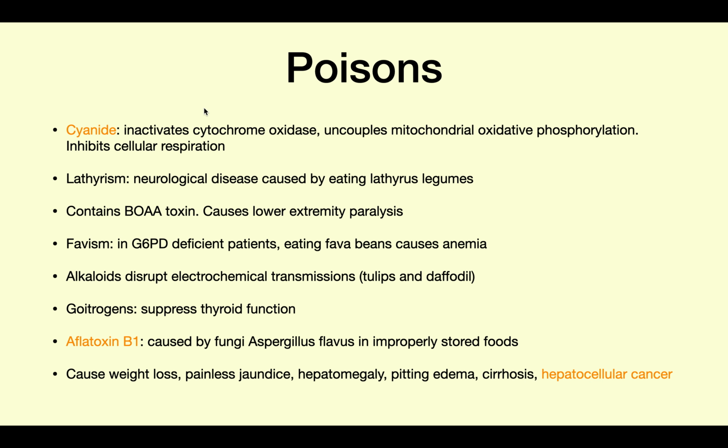Okay, so poisons. Cyanide is going to inactivate the cytochrome oxidase. It's going to uncouple the mitochondrial oxidative phosphorylation, and all in all, inhibit cellular respiration. So you're not going to have any ATP. Aflatoxin B1 is going to be caused by a particular fungus, and it's going to be in improperly stored foods, causes the weight loss, painless jaundice, pitting edema, cirrhosis, but it can lead to hepatocellular cancer.